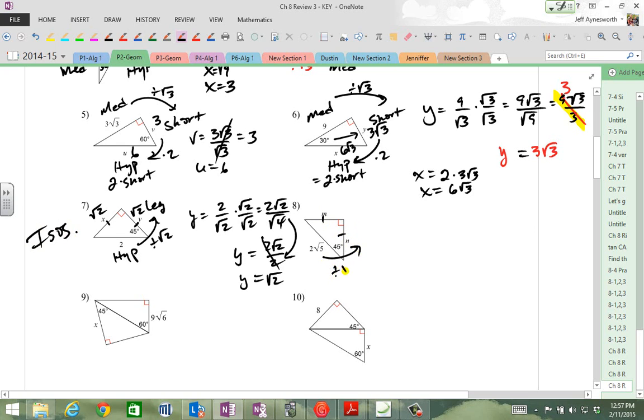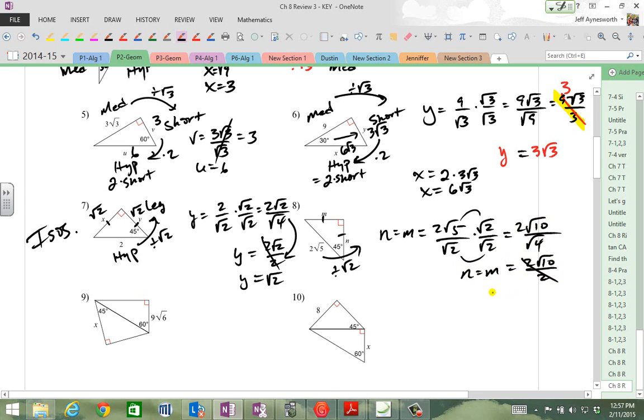All right, let's do the same thing. Divide by rad 2. So n equals m equals 2 rad 5 divided by rad 2. Got to rationalize. Multiply the roots, so you get 2 rad 10. Multiply the roots, you get rad 4 here. That's equal to 2 rad 10 divided by 2. Simplify. So n and m are both root 10. So that's a square root of 10 and that's a square root of 10 here. They're both root 10.